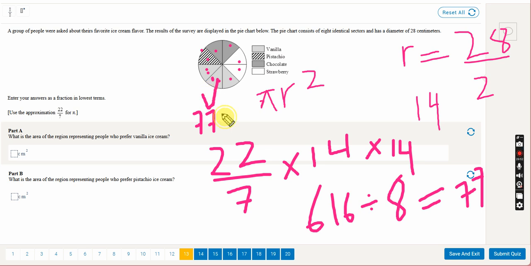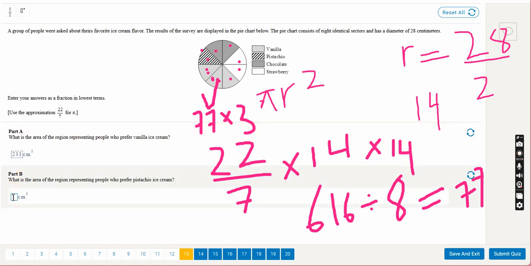Now they want vanilla. So we multiply this by 3 because there are 3 vanilla shapes colored in. So 77 times 3 gives us 231. And the next one, for the pistachio, they're just 1. So that will be 77.